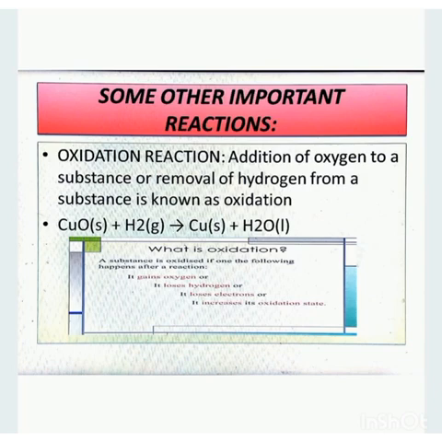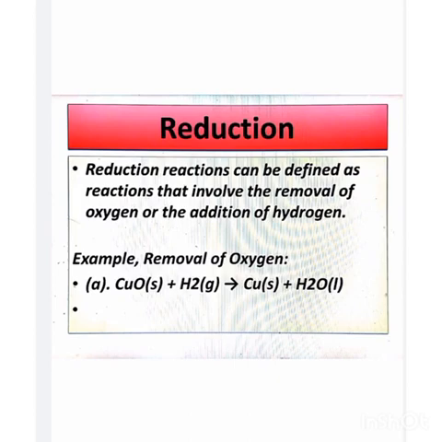Our next reaction is reduction. What is reduction? A reduction reaction can be defined as the reaction that involves the removal of oxygen or the addition of hydrogen. For example, removal of oxygen. In this reaction, oxygen is removed from copper oxide, so the reduction is taking place at copper oxide, because by removing oxygen, copper oxide is changing to copper.